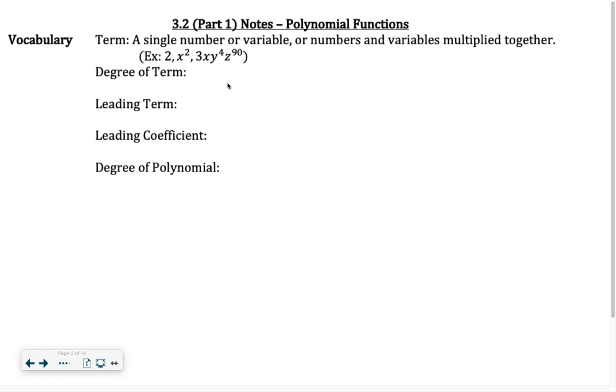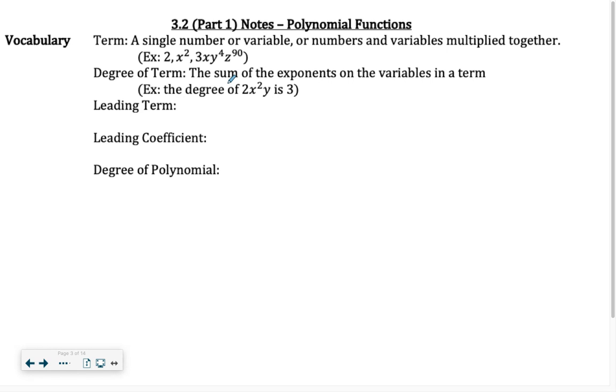The degree of a term then is the sum of the exponents on the variables. So for example, if my term is 2x squared times y, the degree of this term is 3, because even though we don't see the exponent on y, we know it's a 1. So if we were to add up the exponents on the variables, we would get 3.